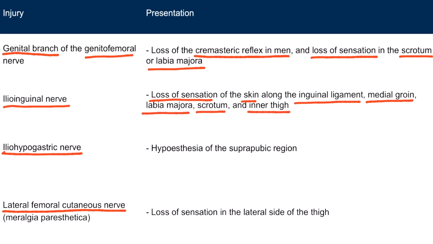Symptoms of iliohypogastric nerve injury include hypoesthesia of the suprapubic region. And finally, the injury of the lateral femoral cutaneous nerve, also known as meralgia paresthetica, is characterized by loss of sensation in the lateral side of the thigh.